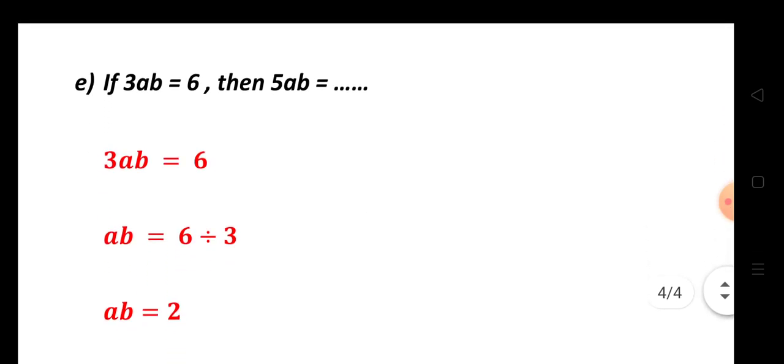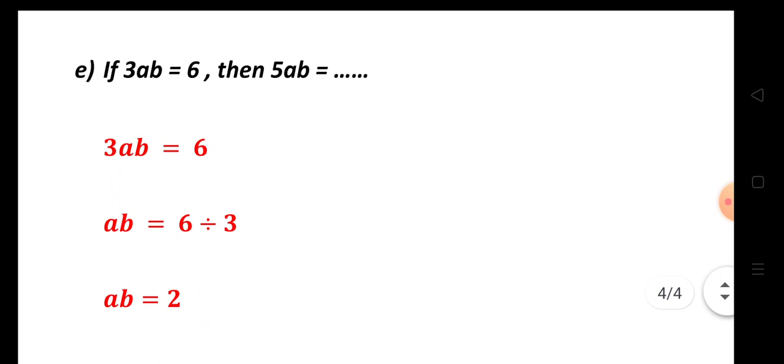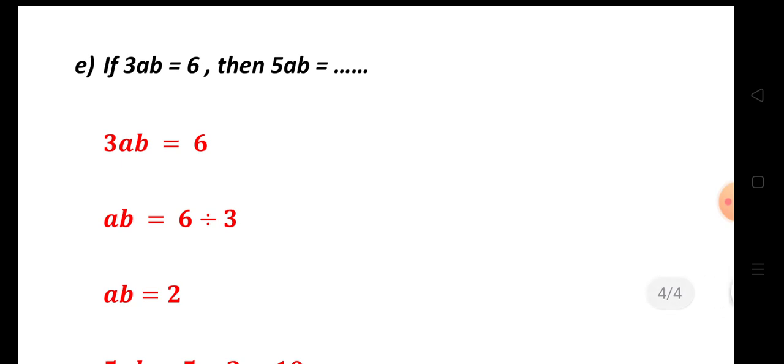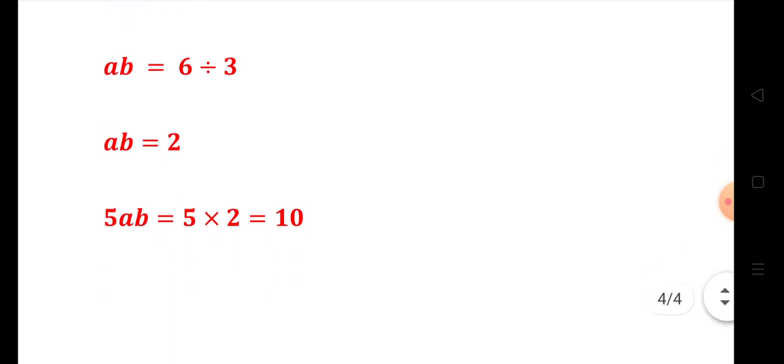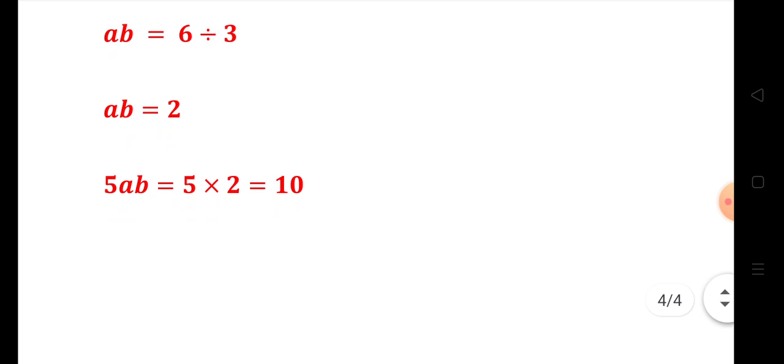The next example, I have 3ab equals 6. What about 5ab? So at the first I will get the value of ab. From the equation I will divide it by 3. So the value of ab equals 6 divided by 3. ab equals 2. But he asked me about what? He asked me about 5ab. That means 5 times ab. 5 times 2 equals 10.